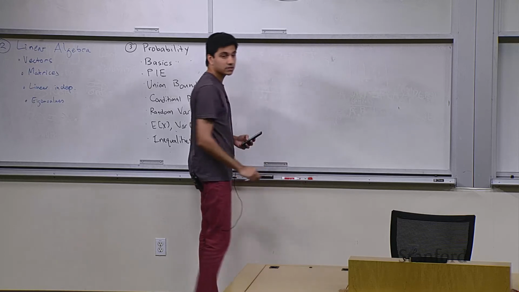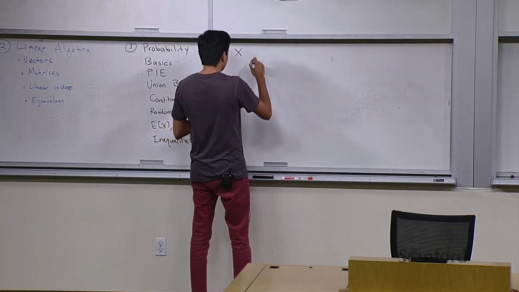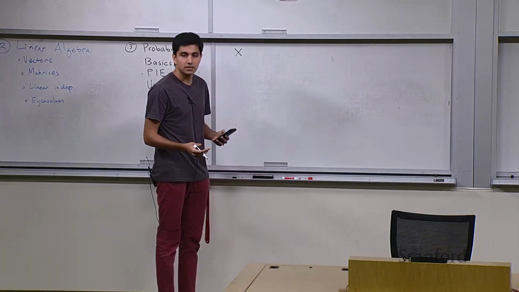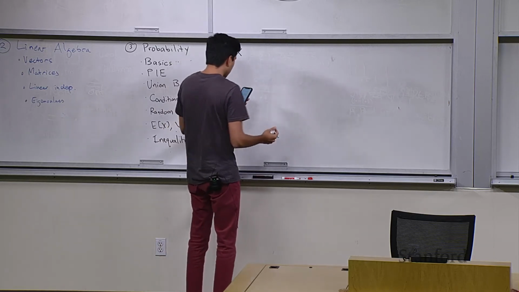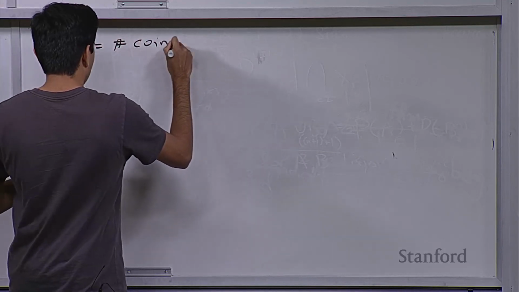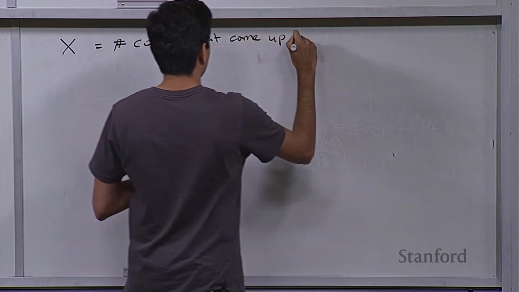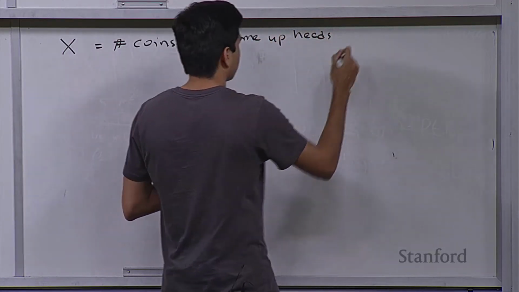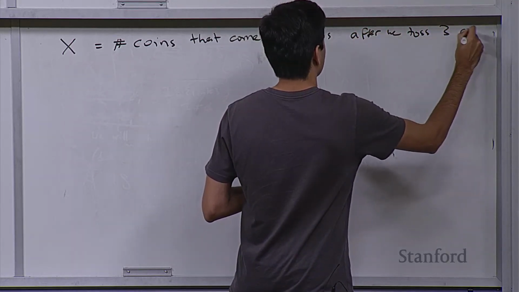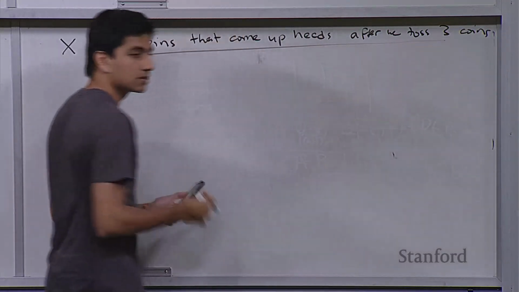These might be a little bit more confusing, so I think it's worth spending a little bit of time on them. A random variable X is defined as a variable that can take on different values depending on the outcome of some probabilistic process. Let's say, for example, we define the random variable X to be the number of coins that come up heads after we toss 3 coins, right? So the value of X depends on some probabilistic process.